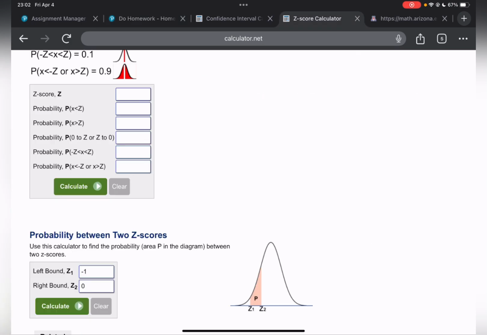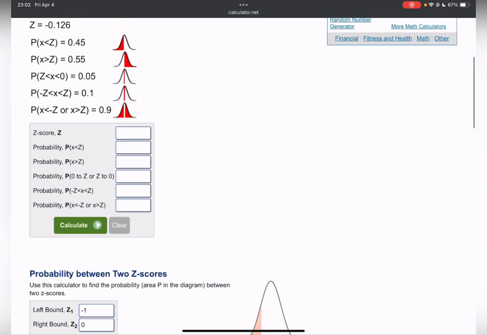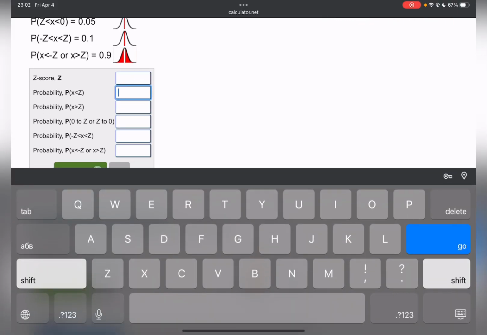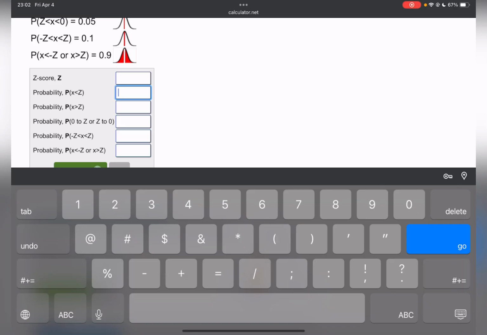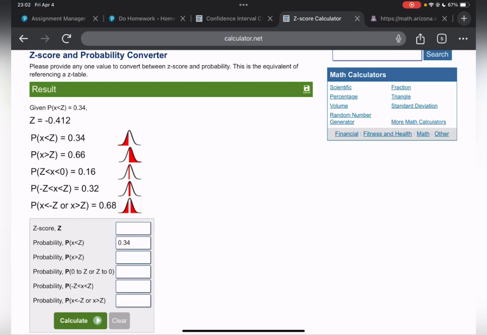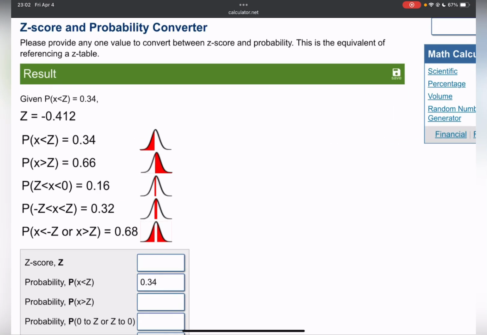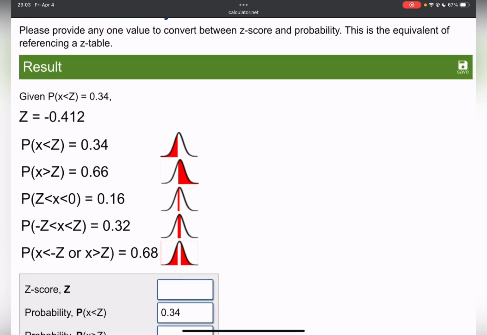Okay, after that we are going to find what's the z-score for that. Z-score, I'm going here to z-score. So I'm going to put in this line here because 0.34, it's a 34% probability. Let me put here 0.34, and I will get z-score is negative 0.412. See that? Z-score is negative 0.412.